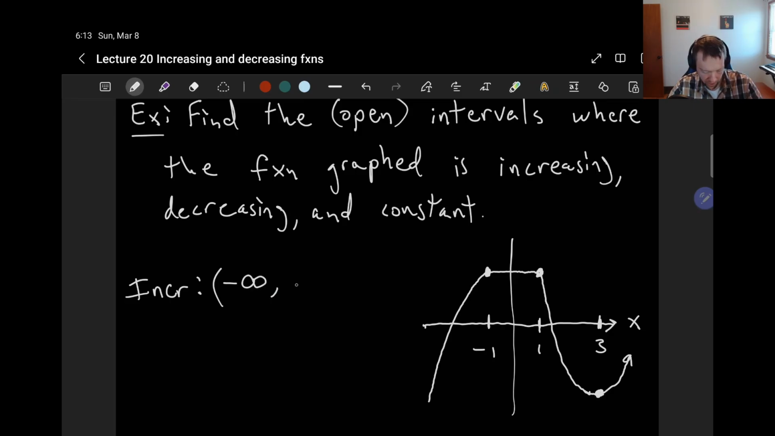So all the way from minus infinity to -1, we're increasing until we hit this point. And the other place where we're going up, there's 1 right here. We're going up again. So I'll just separate these with a comma. 3 and onward, we're going up.